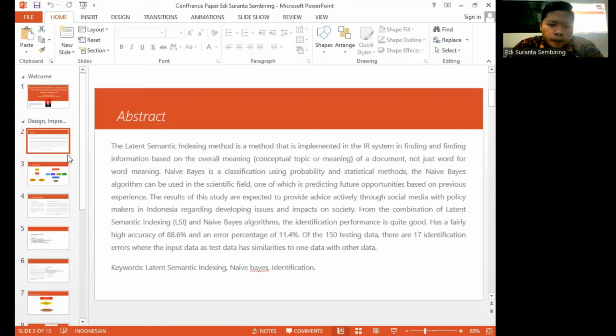Abstract. The latent semantic indexing method is a method that is implemented in the retrieval system in finding information based on the overall meaning, conceptual topic or meaning of a document, not just word-to-word meaning. Naïve Bayes is a classification using probability and statistical methods, and the Naïve Bayes algorithm can be used in the scientific field, one of which is predicting future opportunity based on previous experience.